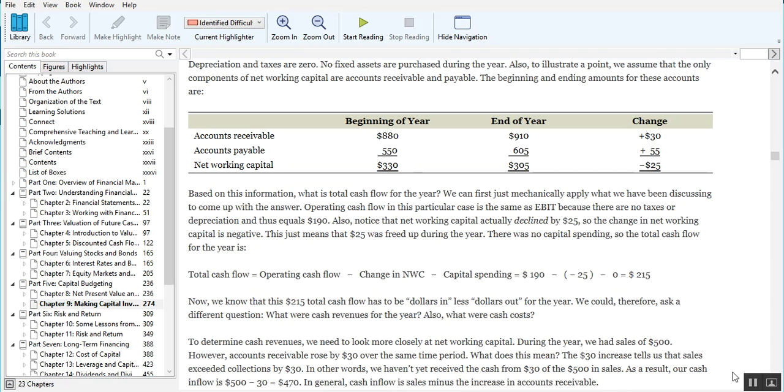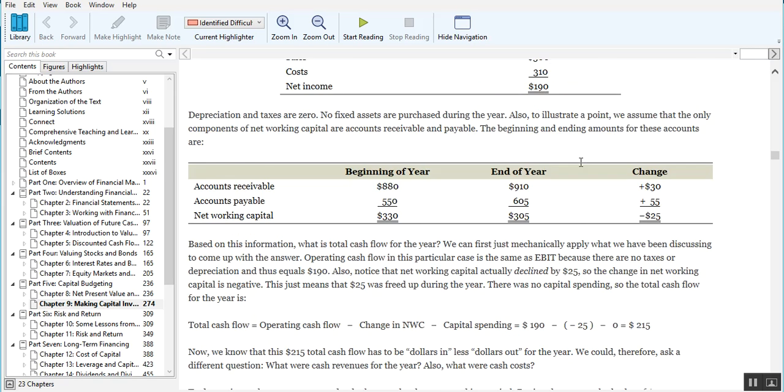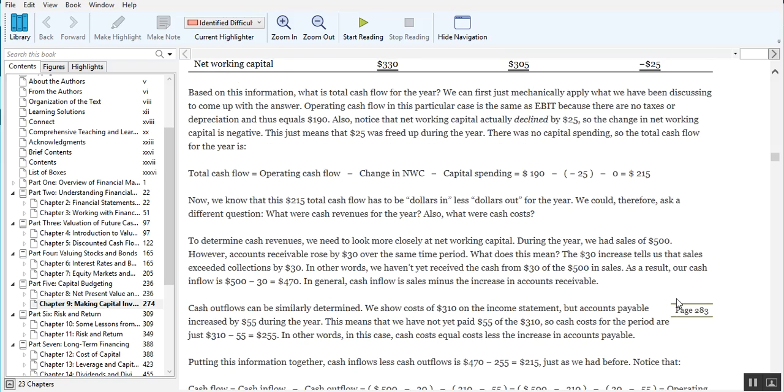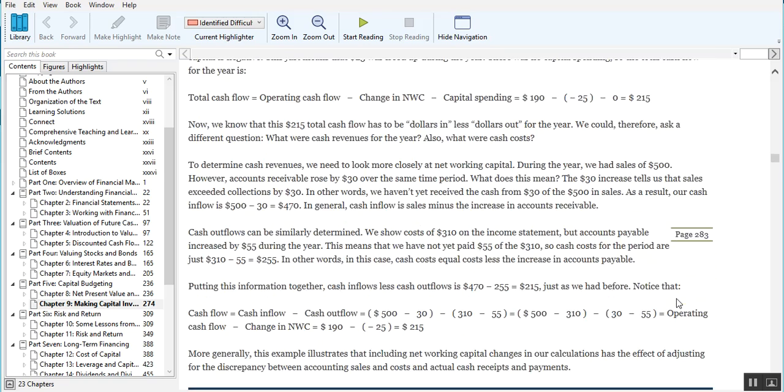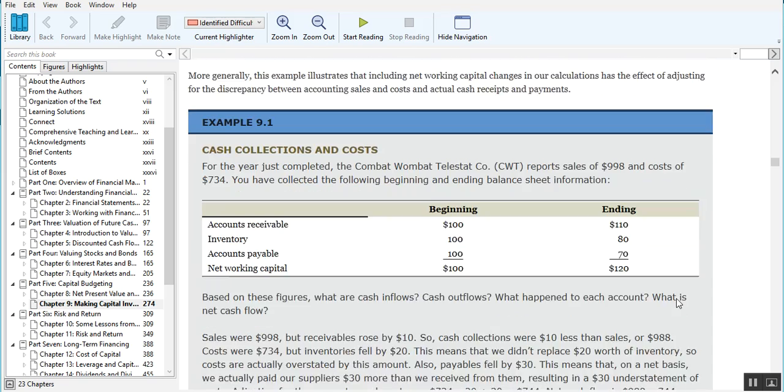Now, if we want to look at the total cash flow, that's going to involve this. We're going to have net income of 190, and we'll show the net income of 190 here. We're going to add in the 25, or we're going to subtract out a negative 25, which is adding it. So we get $215. Now we know that's cash flow that we're calculating, total cash flow.